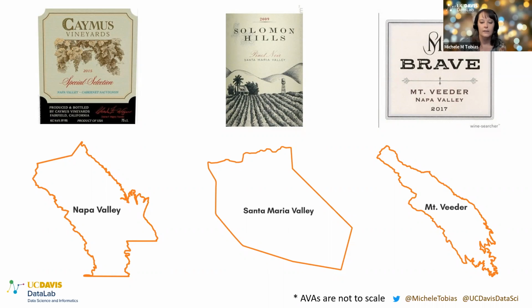And that's why I put the boundaries there, so you can kind of see that these relate to a place. These are not to scale though. I don't know that Santa Maria Valley is as, you can compare it to the size of the other ones. That one looks particularly large to me. But anyway, the idea is that these words on the wine labels are actually linked to a very specific location in the world.